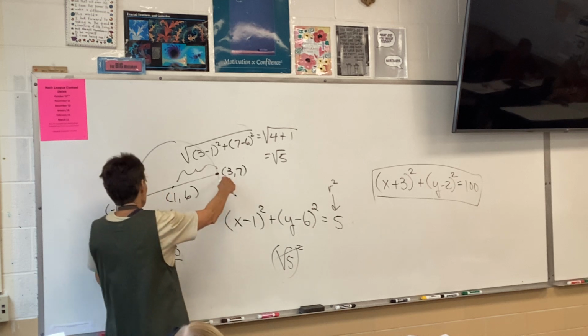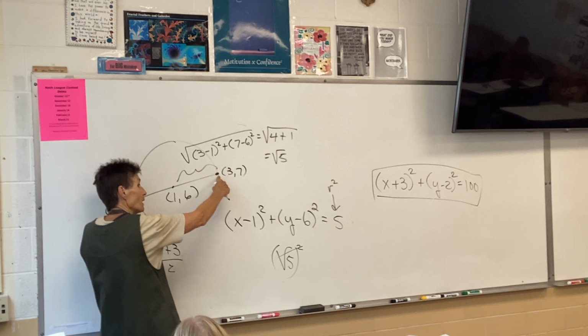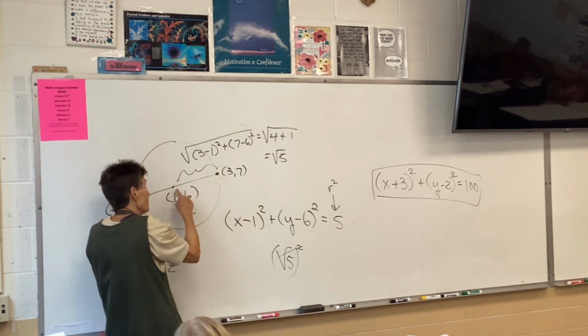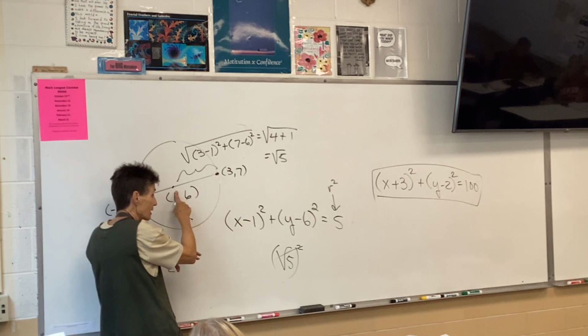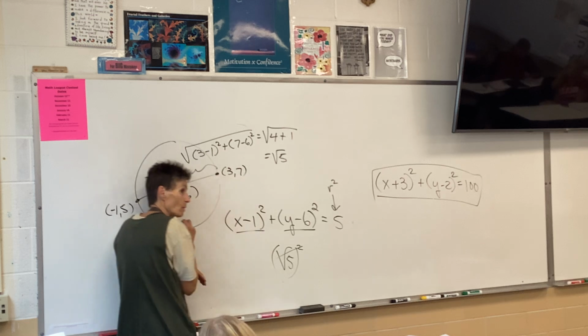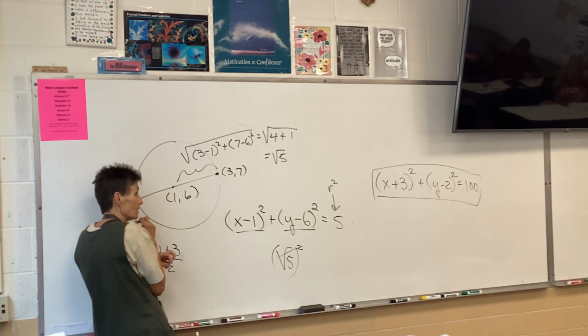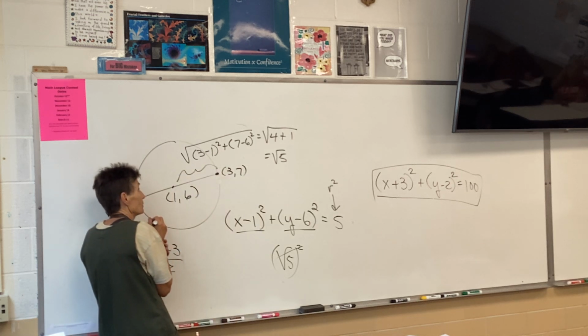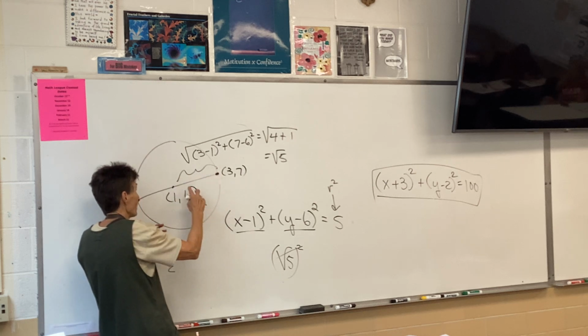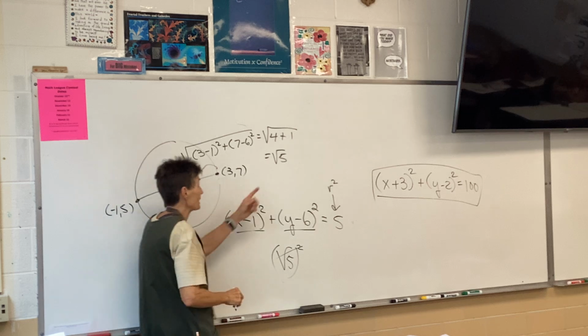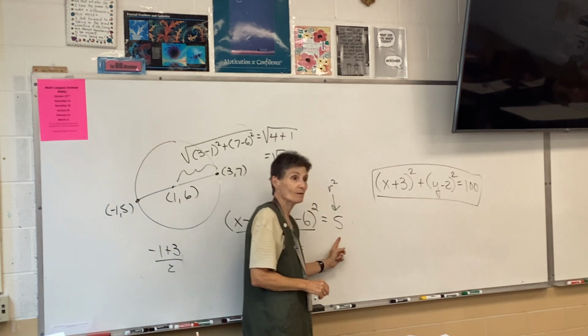We started with these 2 points. What did we do first? Midpoint by averaging. And that gave us this part of the equation. Then what did we do? Distance. Somewhere, I did these 2, you could have done other sets. This distance right here gave me the radius. I squared it, and I was done.